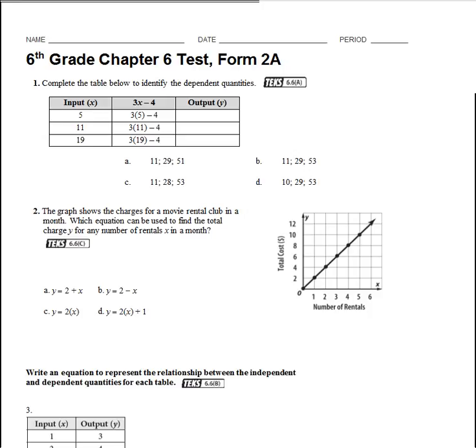Number 2. The graph shows the changes for a movie rental club in a month. Which equation can be used to find the total charge y for any number of rentals x in a month? A, y equals 2 plus x. B, y equals 2 minus x. C, y equals 2 times x. D, y equals 2 times x plus 1.